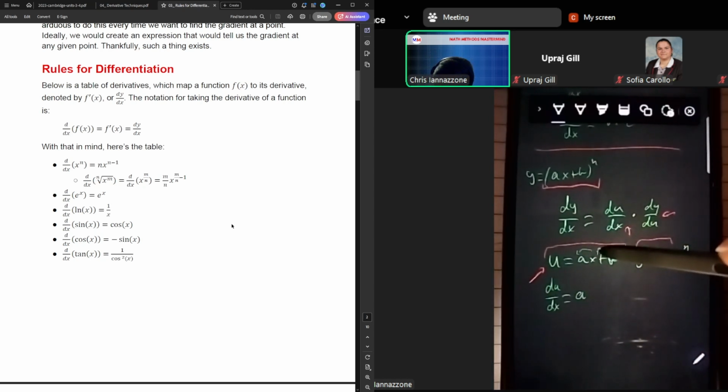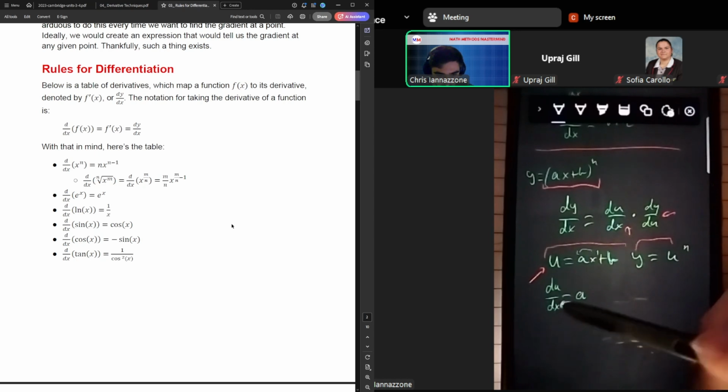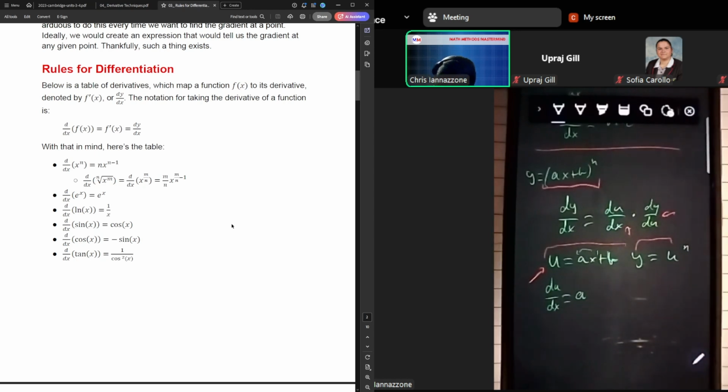That 1 is going to go down to 0. And anything to the power of 0 is 1. Once again, a times 1 is a. That's why we're only going to have that a out the front. Then this b over here, we treat that as a constant. And the derivative of any constant is always going to be 0, which is why this derivative is just going to be a.